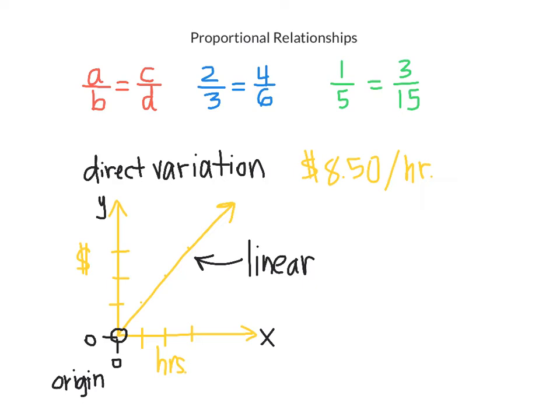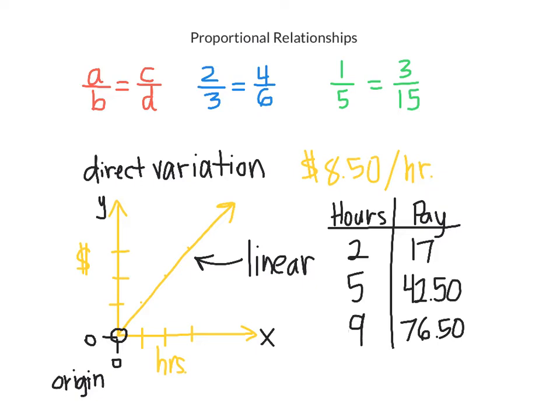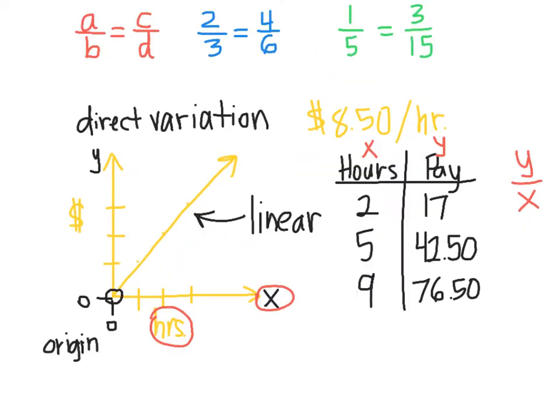Now, what does it look like in a table? Well, let me give you an example. The key to seeing if there is a direct variation using a table is to check all of the y values over the x values and see if they are equal to each other. Now, first of all, we have to remember that in the table, the one on the left is the x, the one on the right is the y. And now I just check it.